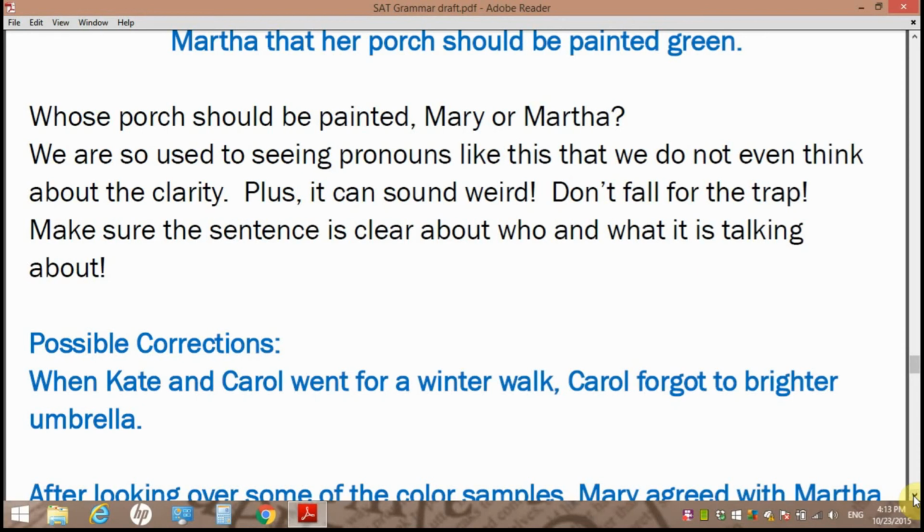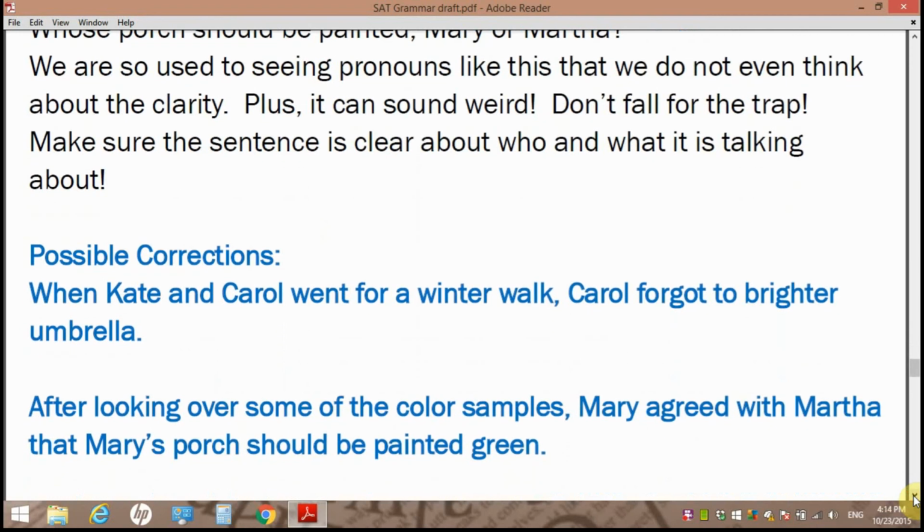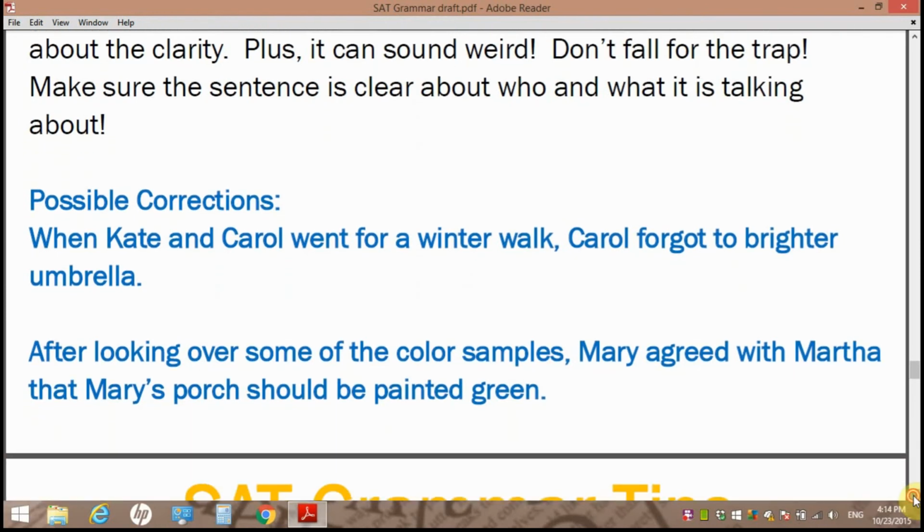Our second example says, after looking over some of the color samples, Mary agreed with Martha that her porch should be painted green. We've rewritten it to make it a little more clear. After looking over some of the color samples, Mary agreed with Martha that Mary's porch should be painted green. We no longer have any confusion over who's painting the porch.